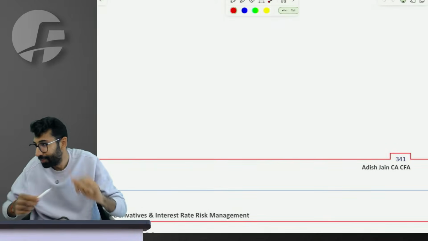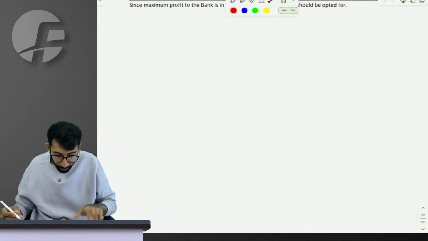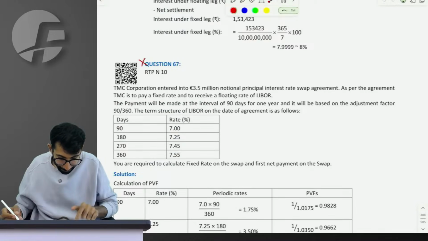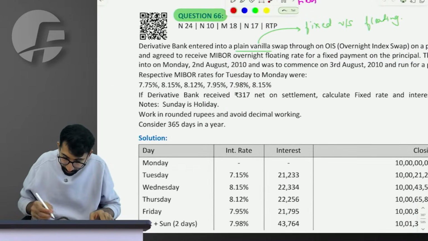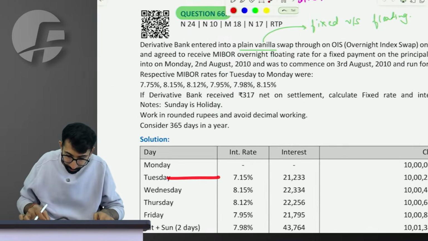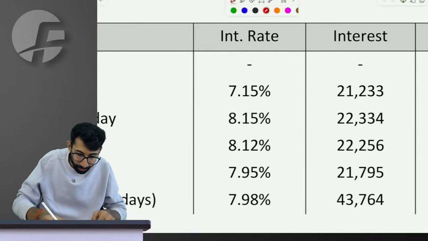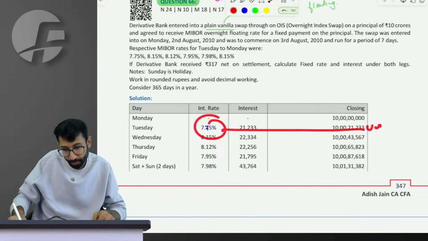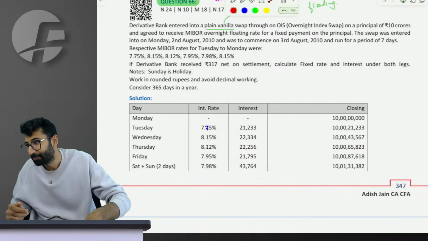I have a small doubt here. Sir, Tuesday 7.75, is it? Yeah, 7.75, cool. I mean the misprinting, it would be there. The calculation would be correct only. It's just the misprinting of the rate, question solution will be correct only.